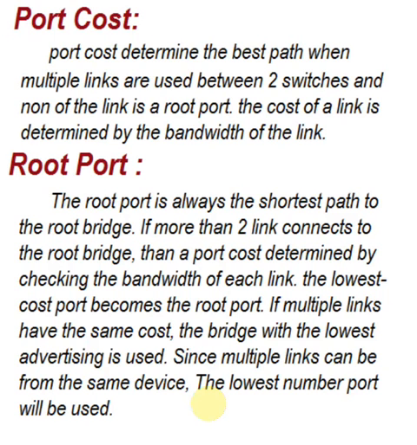Root port. Root port is always the shortest path to the root bridge. If more than two links are connected to the root bridge, then port cost is determined by checking the bandwidth of each link. The lowest cost port becomes the root port. If multiple links have the same cost, the bridge with the lowest advertising ID is used. Since multiple links can be from the same device, the lowest number port will be used.